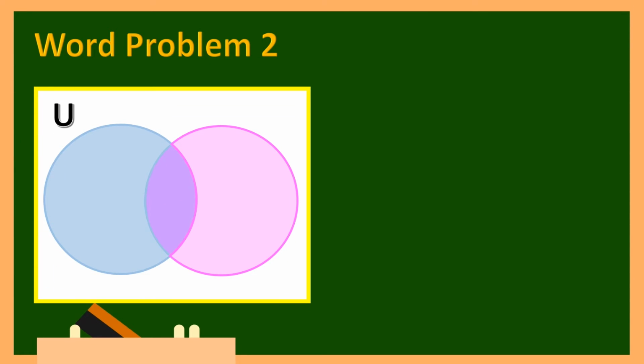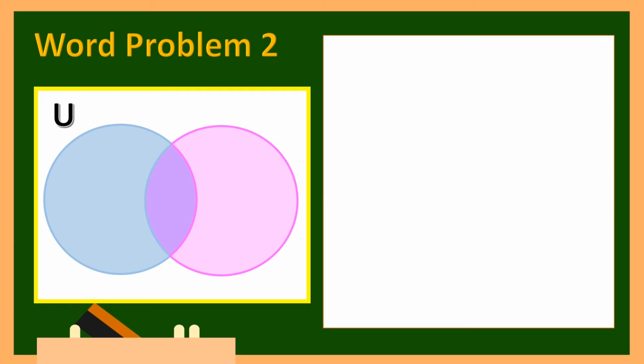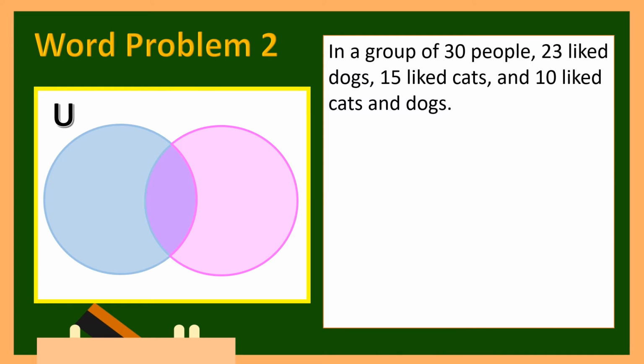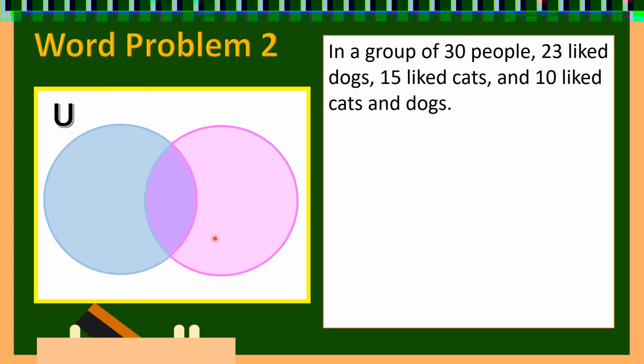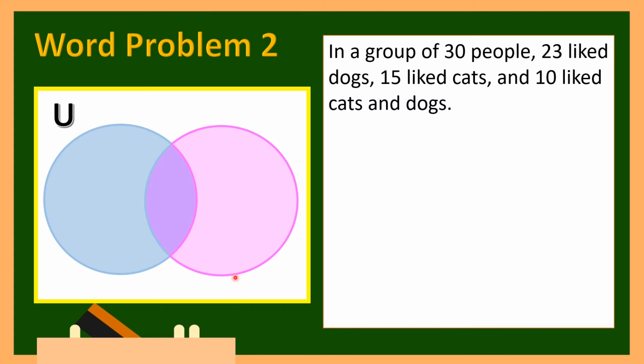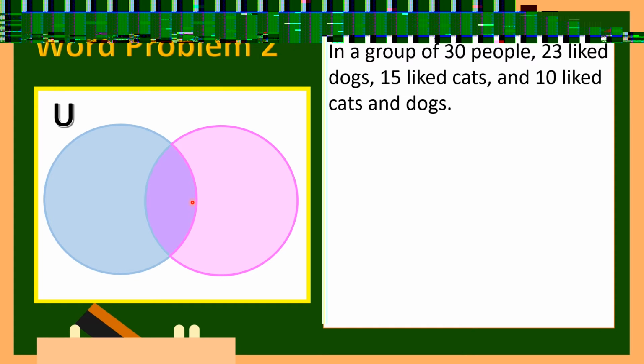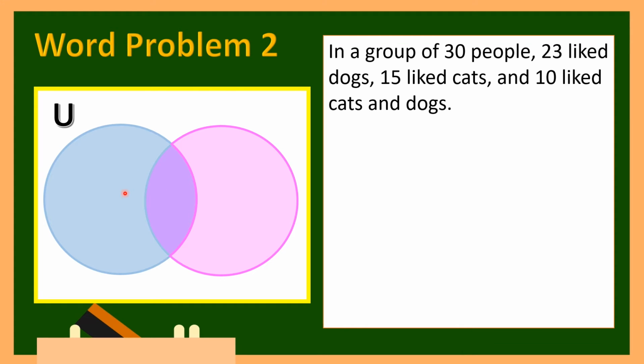Okay, let's start with our problem number 2. In a group of 30 people, 23 like dogs, 15 like cats, and 10 like cats and dogs. So, ito po yung ating given universal set. As you can notice, ilang Venn diagram yung ginamit natin, ilang circle yan. Meron tayong 2 overlapping circles, which means meron tayong common elements. Mamaya, i-identify natin kung ano yung mga numbers sa loob ng Venn diagram.